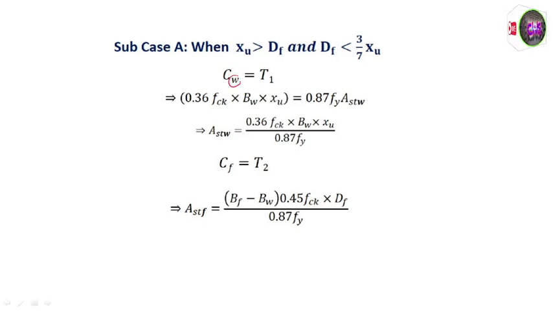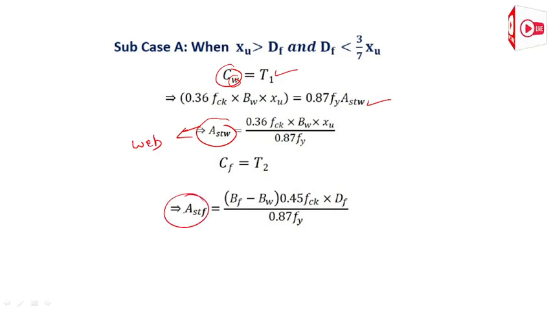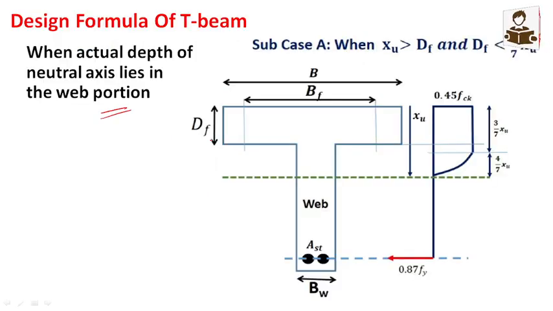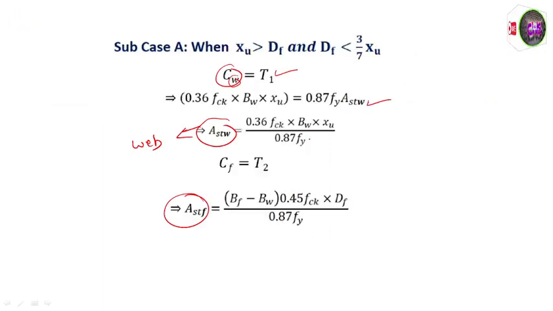So compression in the web and tension: you can see here, you can directly write the formula 0.36 fck bw xu equals 0.87 fy Astw. So Astw equals 0.36 fck bw xu by 0.87 fy, if you want to calculate the Ast in the web portion. That is why we have equated Cw to T1. Now Cf equals T2, and you will get this formula. Cf is nothing but within the flange. When you are in the flange, you have to use this formula for calculating Ast.